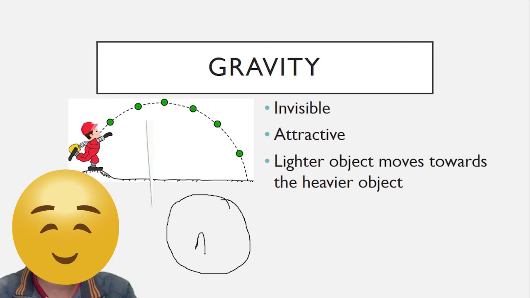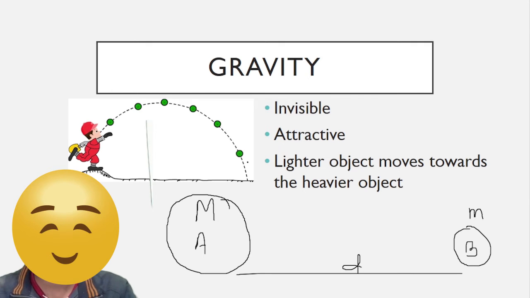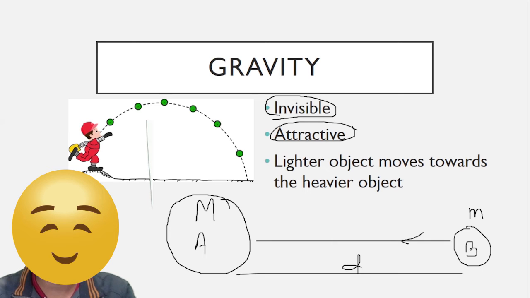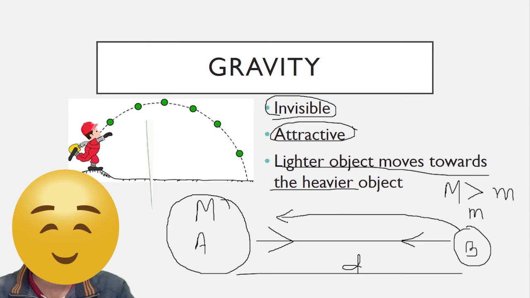Here is an object A, and here is another object B. A is greater in mass and its mass is capital M. B is lighter in mass and its mass is smaller m. D is the distance between these two masses, and since this force is invisible, we cannot see it. Since it is attractive, both the objects are getting attracted to each other, and the lighter object moves towards the heavier object. Since capital M is more than smaller m, B, which is of lighter weight, will get attracted towards A.